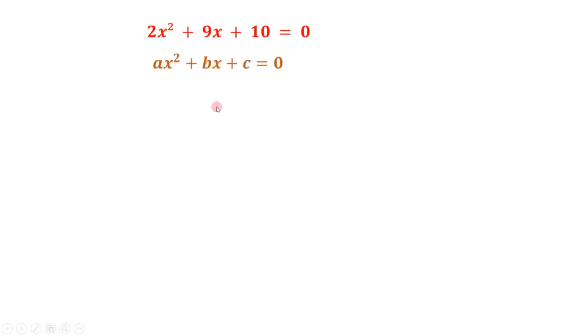Let us first of all write down the standard form of a quadratic equation, which is a times x squared plus b times x plus c is equal to 0. Using this, we'll have the value of a, the value of b, and the value of c, which will be a is equal to 2, b is equal to 9, and c is equal to 10. The first step will be somewhat like this. We'll multiply this a with c. We'll have a times c is equal to 2 times 10, so we'll have 20.